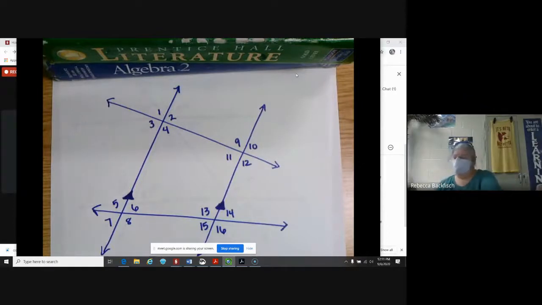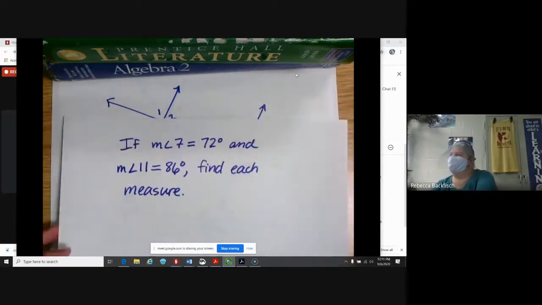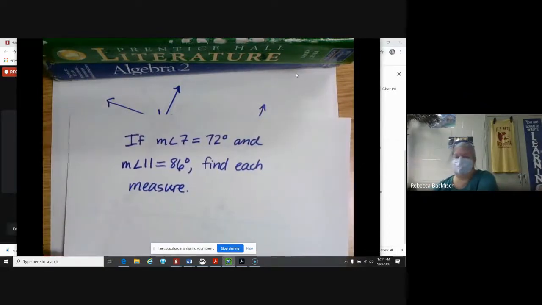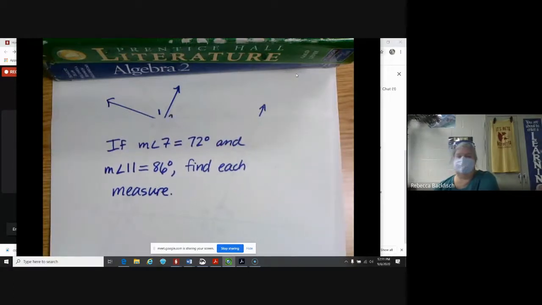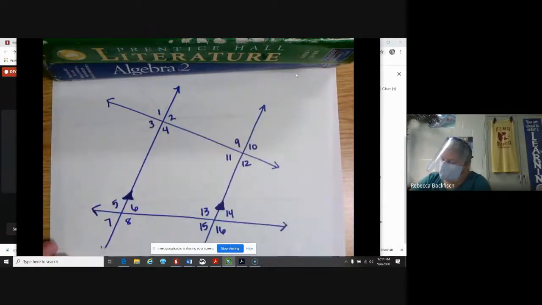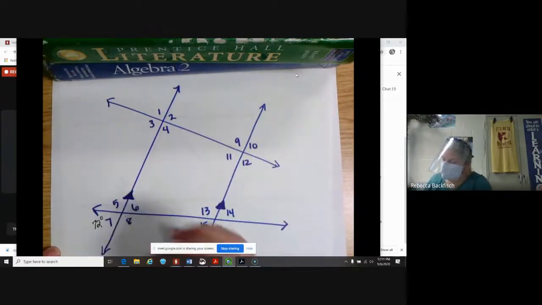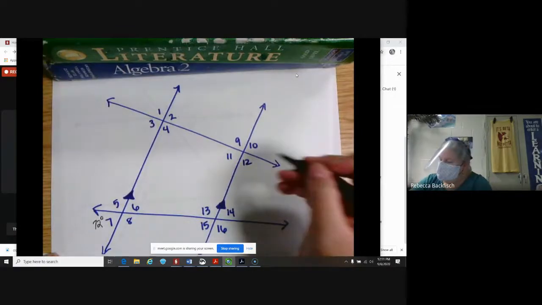And let's see. Here's our information we're going to do this picture with. Don't forget to do your homework. It says if the measure of angle 7 is 72 degrees and the measure of angle 11 is 86 degrees, find each measure. So angle 7 is 72, and angle 11 is 86.